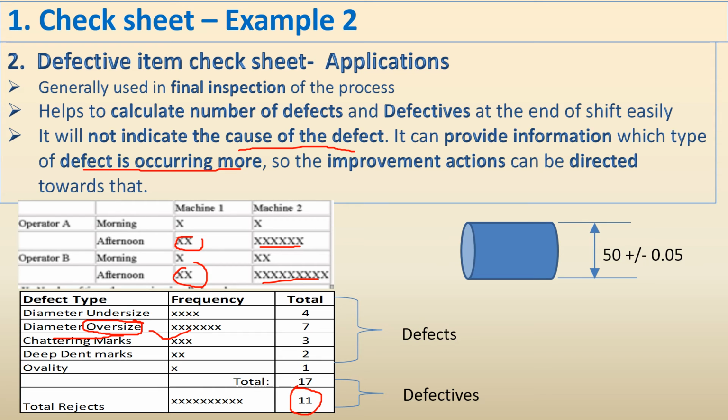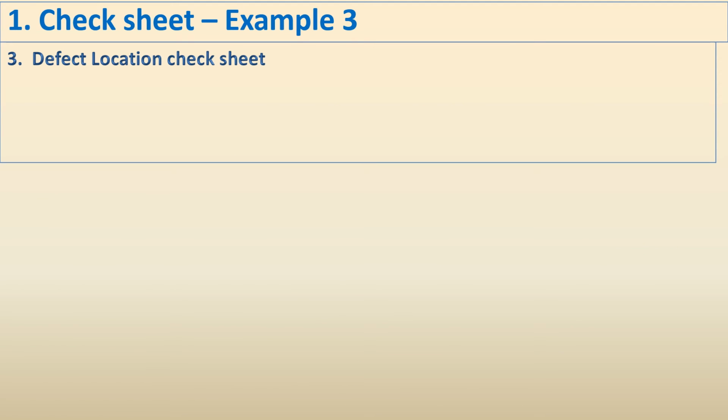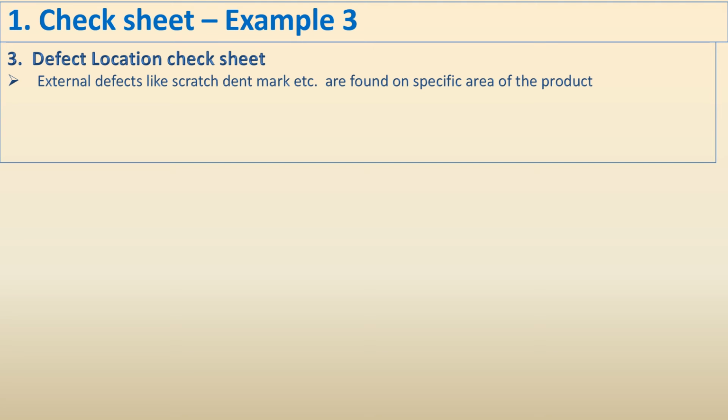Okay, let's study the third type. Type 3, defect location check sheet. This type of check sheet is used for external defects like scratch, dent mark, etc., found on a specific area of the product.